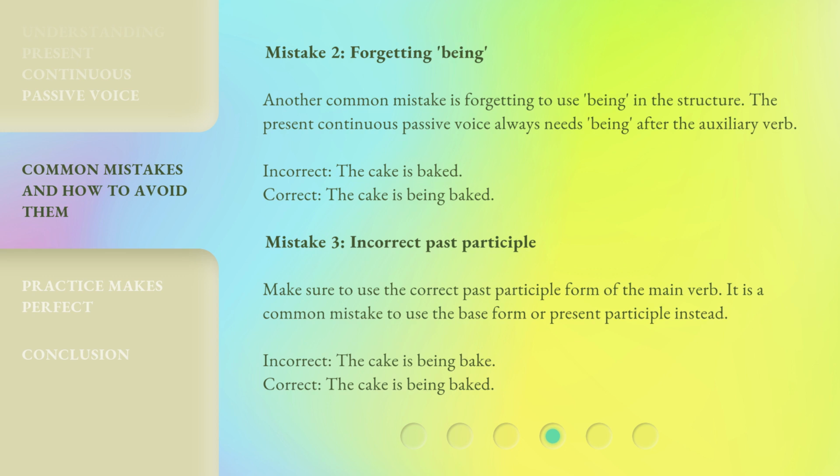Mistake 3. Incorrect past participle. Make sure to use the correct past participle form of the main verb. It is a common mistake to use the base form or present participle instead. Incorrect. The cake is being baked. Correct. The cake is being baked.